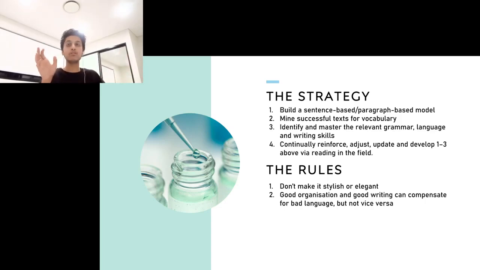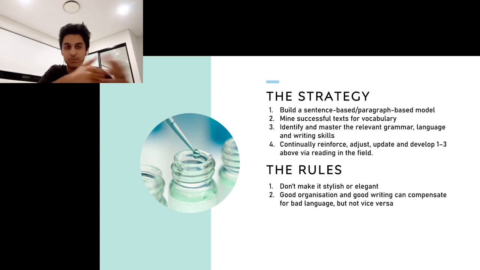Okay, now let's look at a few rules when it comes to scientific writing. First of all, no need to make it stylish or elegant. The primary aim is to communicate clearly and accurately. Using elegant English may actually make your research article less accessible.